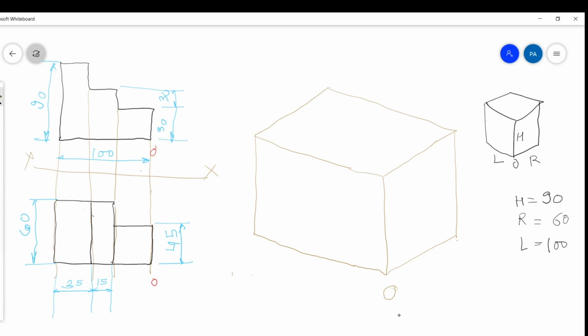Now H is 90, L is 100. L is 100, so similar to the earlier object, this will also be 100. So first we'll try to fit the front view. From where will the front view be seen?